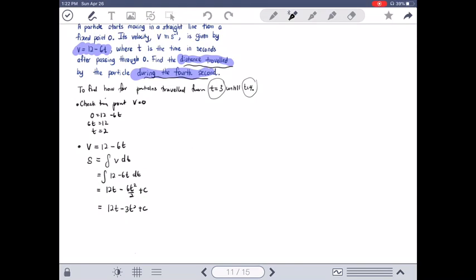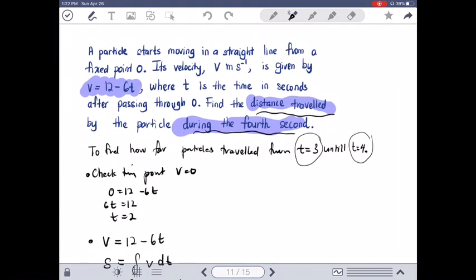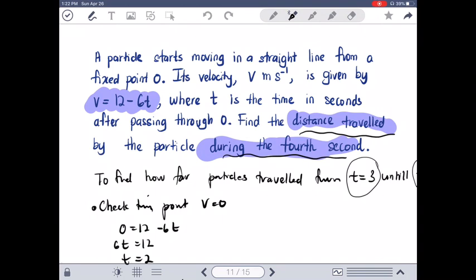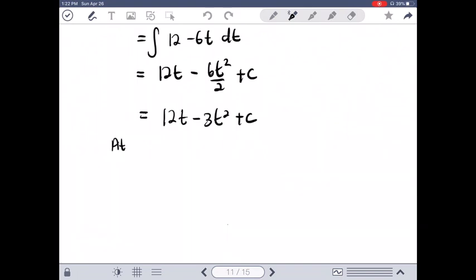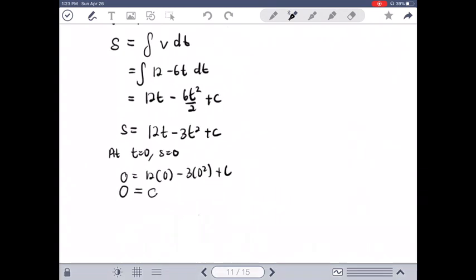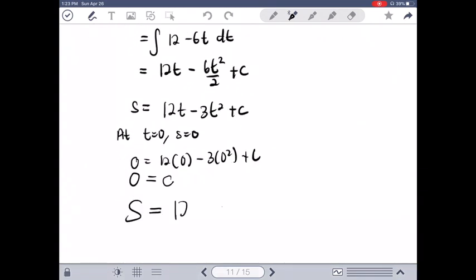And let's have a look if there's any indicator about the initial s when t equals to 0. In this question, it doesn't state anything about t equals to 0. So we can assume that at t equals to 0, s equals to 0, therefore 0 equals to 12 times 0 minus 3 times 0 squared plus c. So we can imply that c is just equals to 0, therefore s just equals to 12t minus 3t squared. Okay.